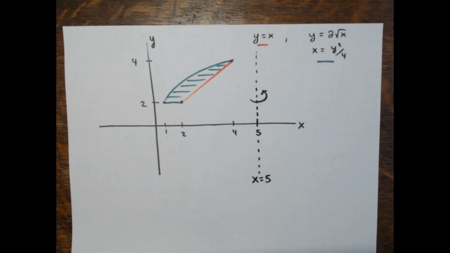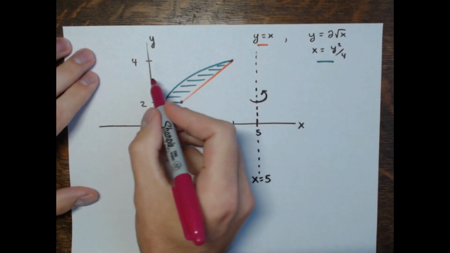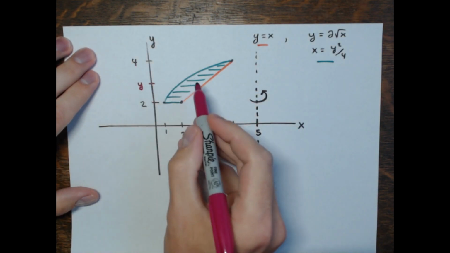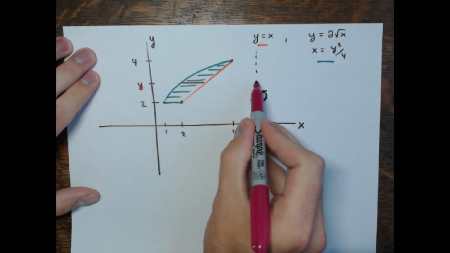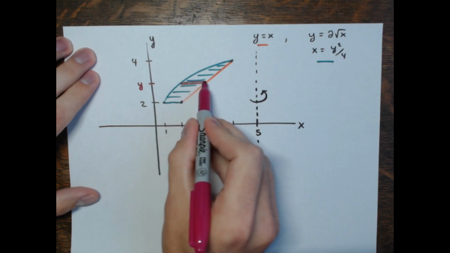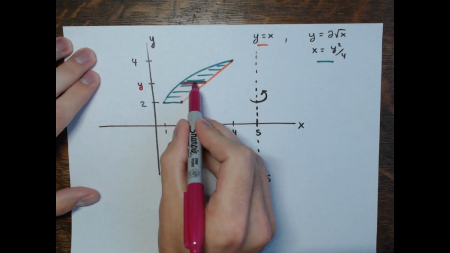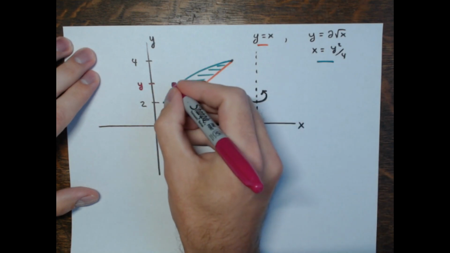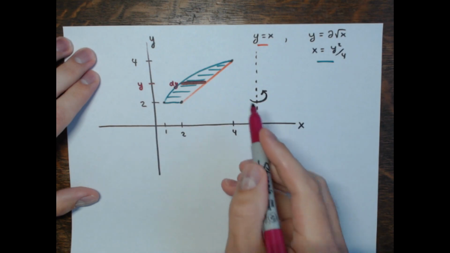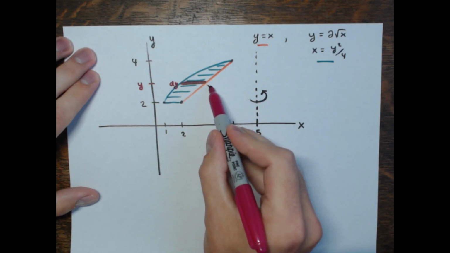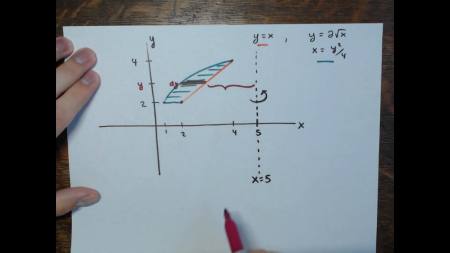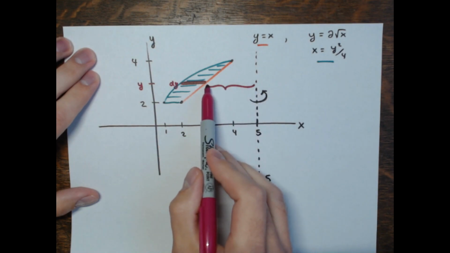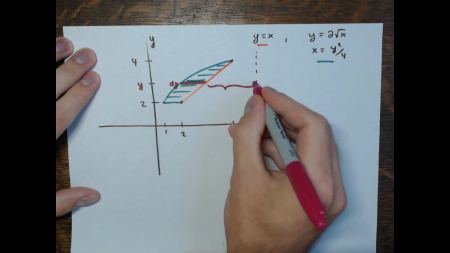So I make a little slice, right? I'm going to take a y value here between 2 and 4, showing a slice perpendicular to the line we're rotating around. And then this little rectangle, when I rotate it around the line x equals 5, I'll create a washer. Thickness of that washer I'll call dy. Now the inner radius is this, right? The distance from the line to the innermost curve, the curve closest to it.